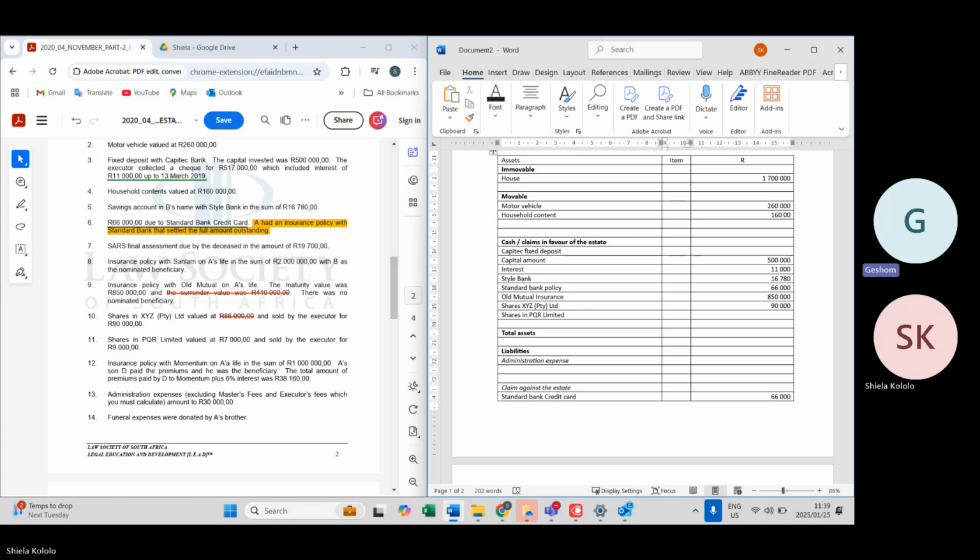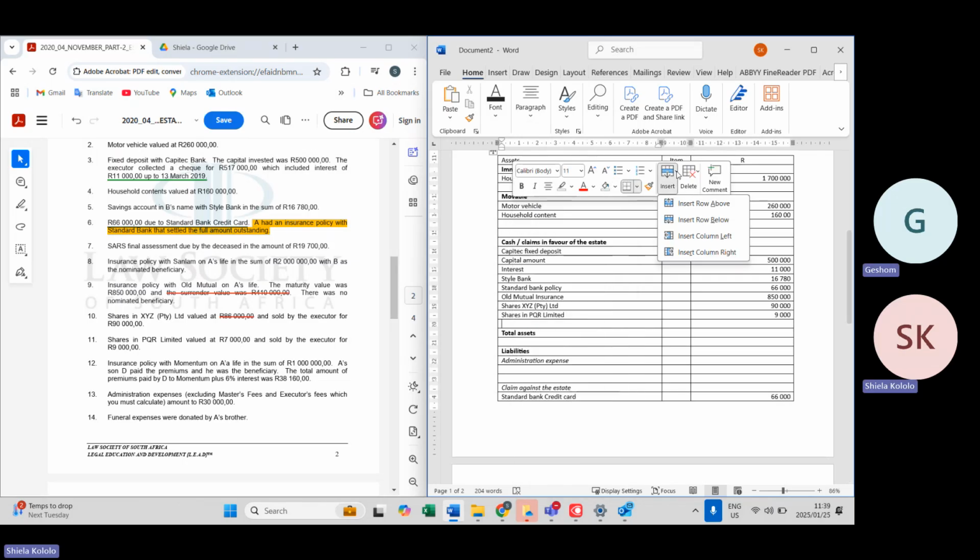Shares in PQR Limited valued and sold by the executor. The amount that you record is 9,000. Against the estate? No, it's in favor of the estate. Remember, it's shares and we sold those shares, so we are just collecting money into the estate.